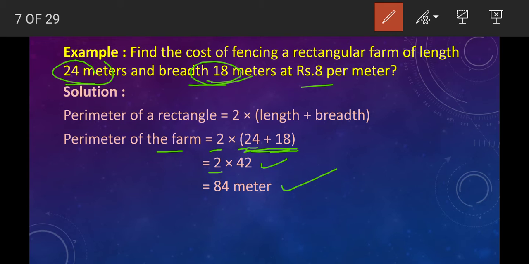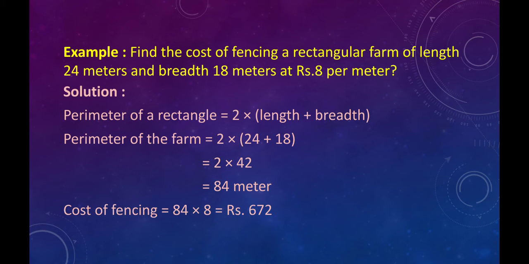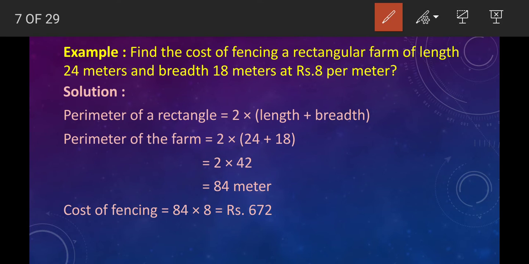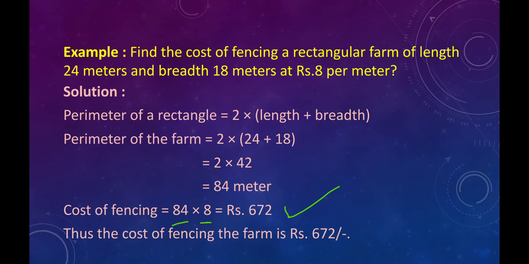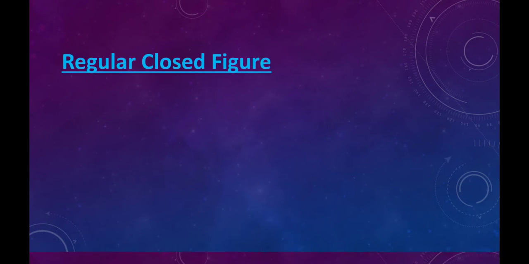We have to find the cost of that. As you know, 1 meter costs 8 rupees, so we have to find it for 84 meters. Multiply these two. So the cost of fencing 84 meters equals 84 multiplied by 8, and we get 672 rupees. Thus the cost of fencing the farm is 672 rupees only. Clear?